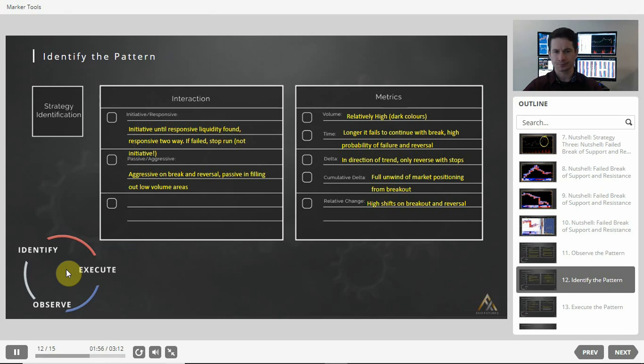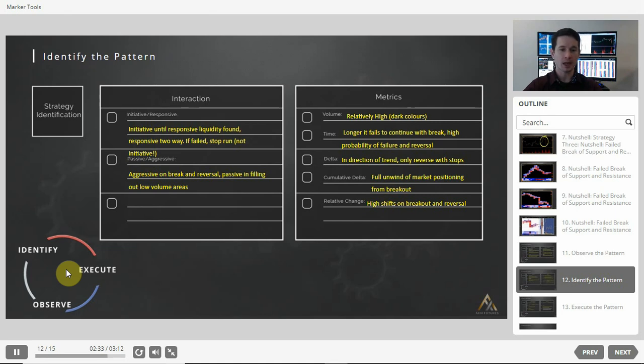Okay, then in terms of the key metrics, volume is relatively high. You will see that in the relatively dark colors in the summary box. Do note, obviously, the longer it fails to continue with a break, the higher the probability of failure. So once we've broken and we've extended on the breakout, the longer the market fails to then extend and continue in the direction of the break, the more likely for this potential trade strategy to become valid. Do note, obviously, this trade strategy only becomes valid at such a point that we actually do retest the previous breakpoint. Okay, so that's crucial to understand. There is no trade strategy until we retest the breakpoint.